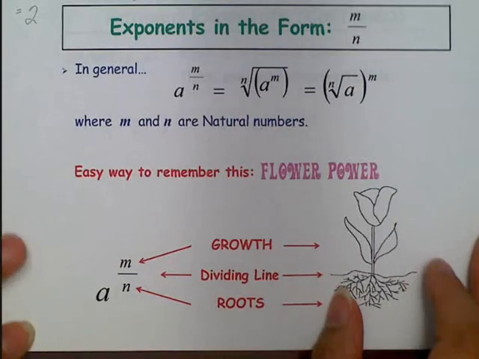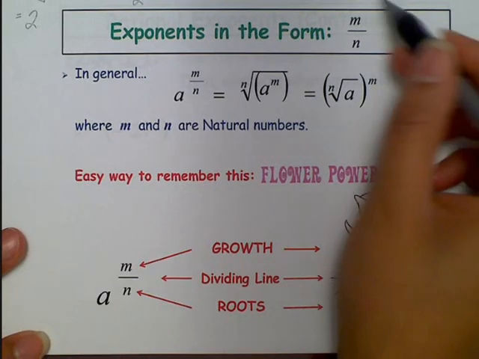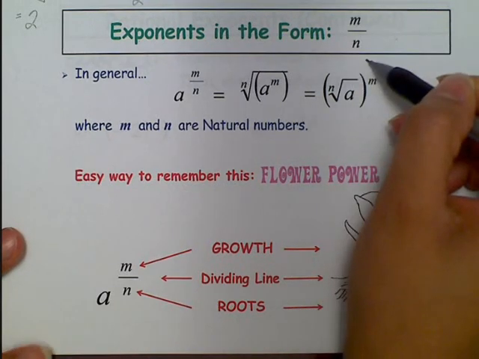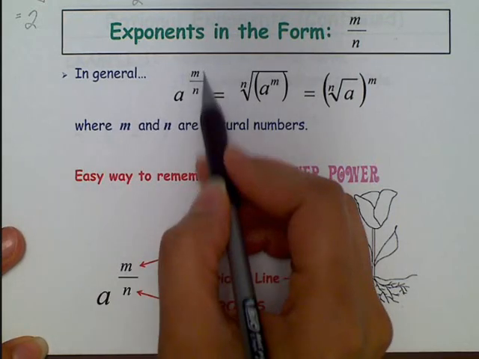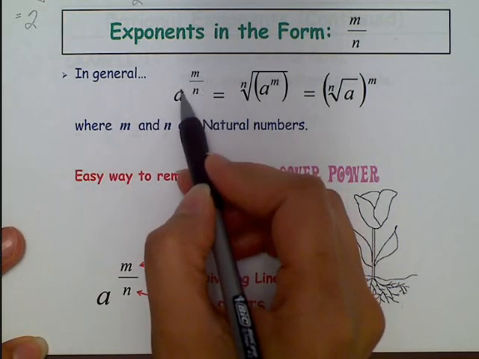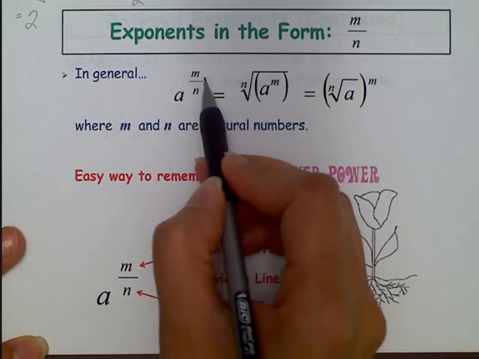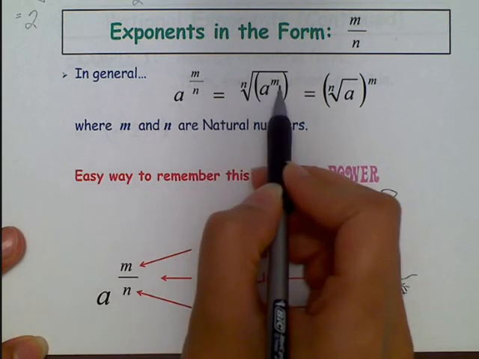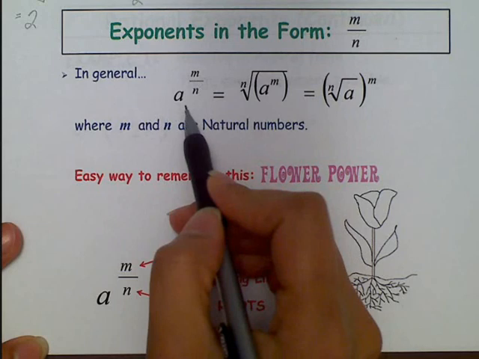Okay, exponents in the form m/n. So this is the one that's a little bit more interesting. And this is true for all exponents that are rational numbers, including the one that we just looked at. So in general, if you have a to the exponent m/n, the n value here represents the index in the radical, so this goes inside the dip. But then what does the m represent? M actually represents the growth that you normally have.